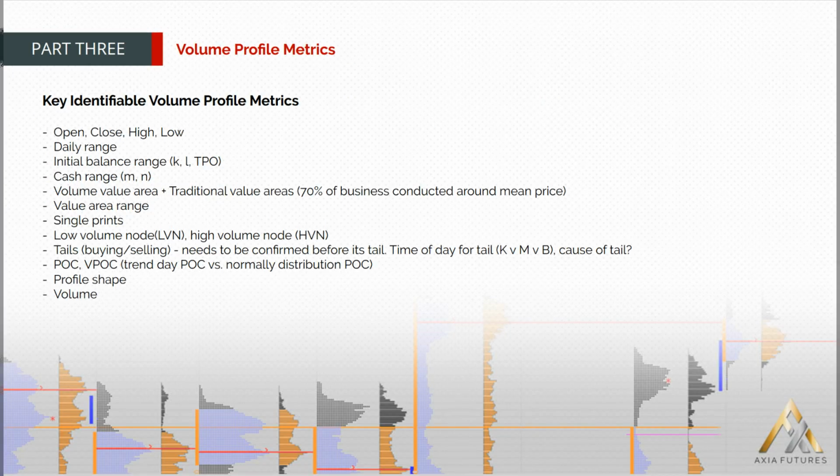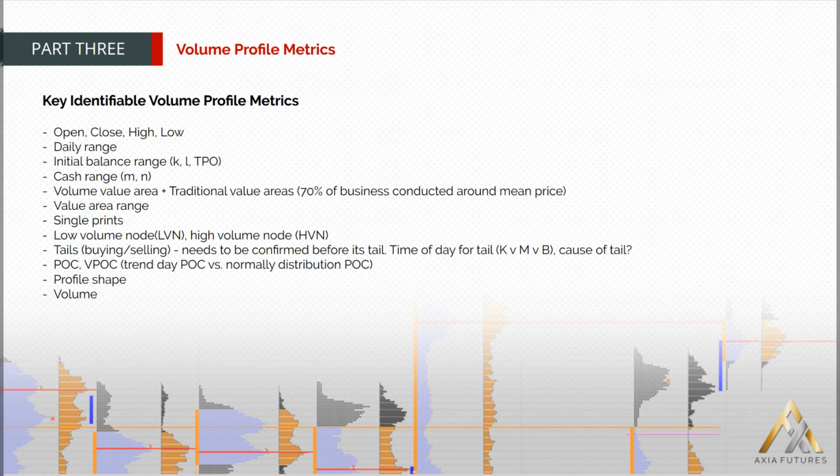Volume profile metrics. Here is an exhaustive list of the volume profile metrics you can expect to see not just in this module, but across all the modules as we go over this course. Do take note, whilst this list seems quite extensive and confusing, we will start to break them down individually over the next couple of slides. So what are the key identifiable volume profile metrics?